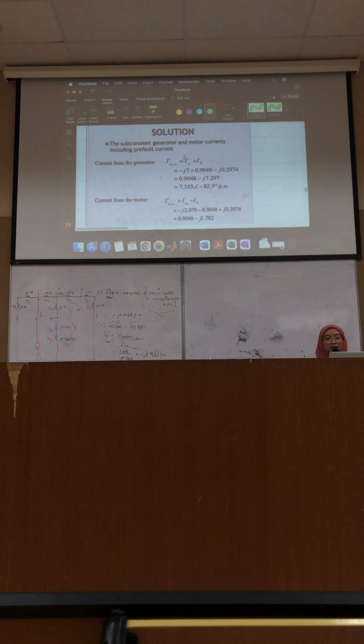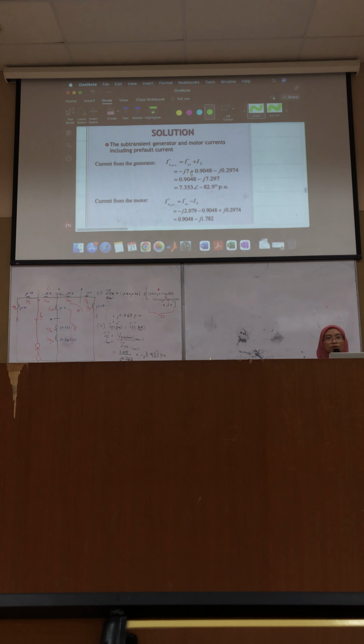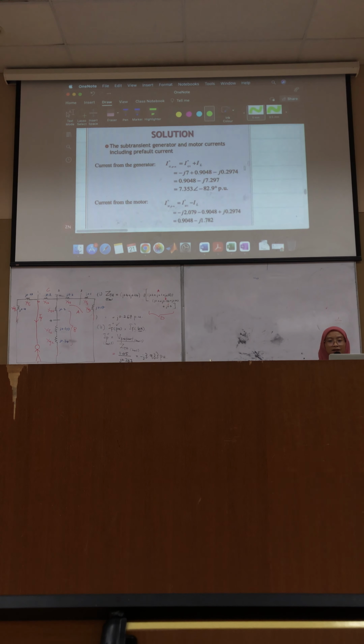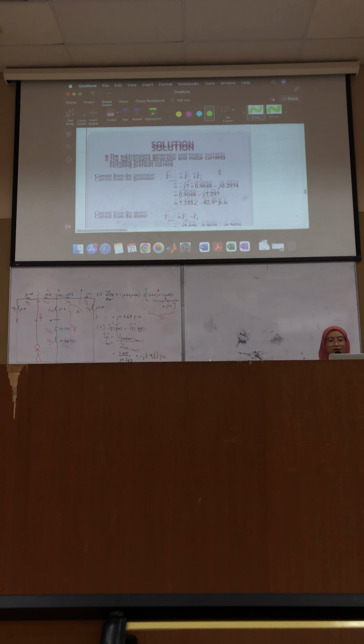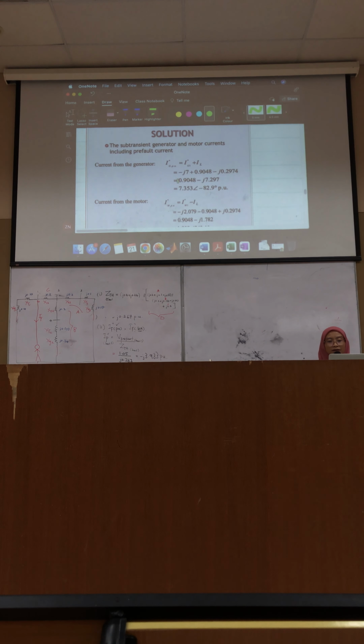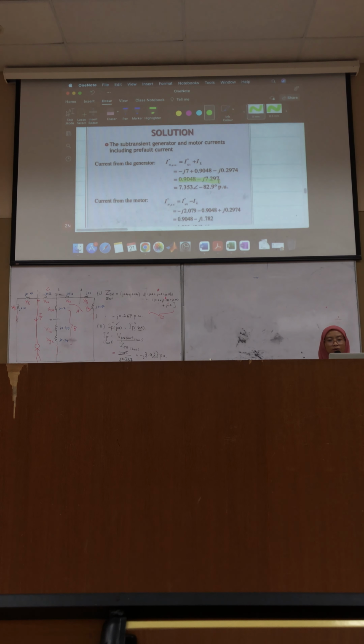Okay, I generator ni adalah I generator from the contribution tadi lah. The first contribution tadi tu where you neglect the pre-fault tadi. And then you akan dapat negative J7. Okay, plus IL which is yang tadilah IL ni lah. Okay, the pre-fault current tadi. So that you akan dapat nilai ni lah. Okay, ni either you nak buat dalam rectangular or polar form, it doesn't matter.